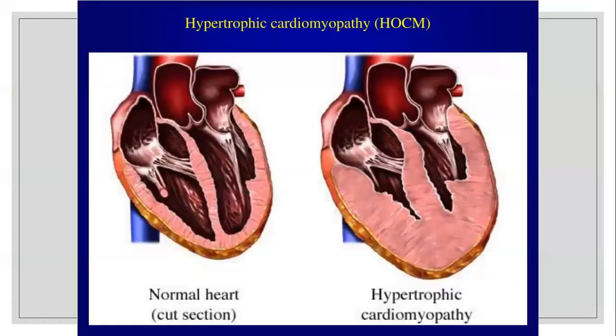So the same picture looks bigger here. We can see how thick the ventricular wall and interventricular septum are, and the chamber of the heart is very narrow, and the heart muscle does not pump normally. So cardiac output will be reduced.